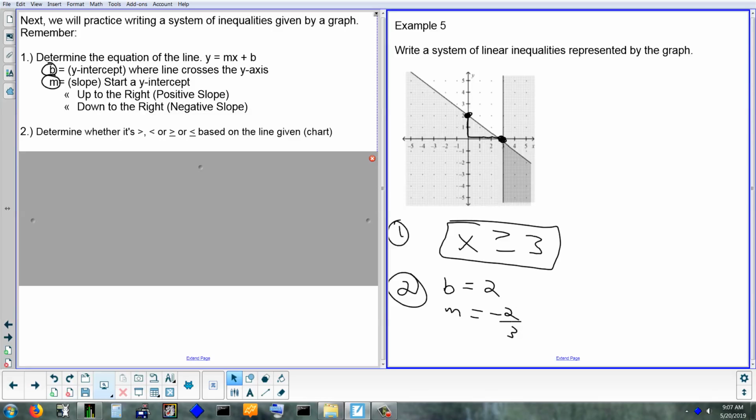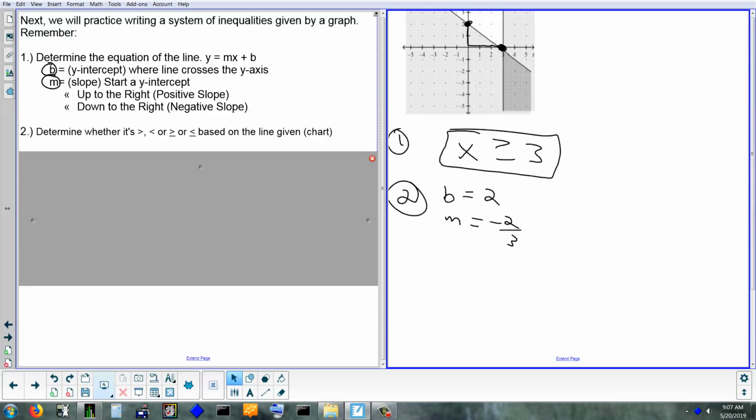Okay. We've got the slope. We've got the y-intercept. Now, what letter is by itself on the left? Y. Let's fill in the rest of it. Don't worry about the symbol yet. What's going to go on the right side? Negative 2/3. We lost something. Negative 2/3 X. Got to have the X. Plus 2. I like that.